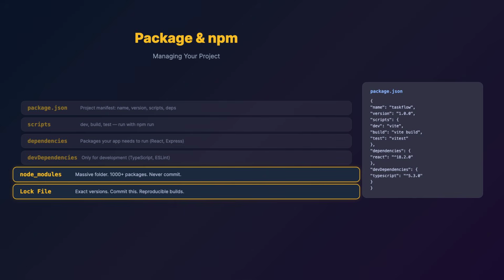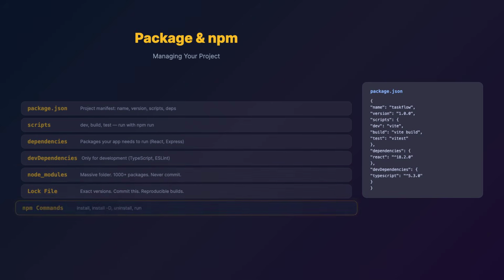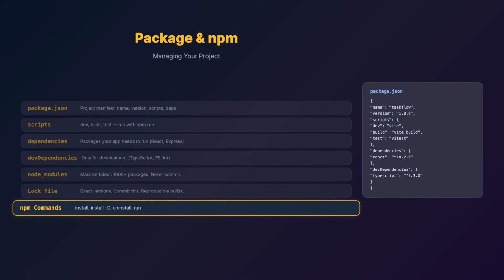The lock file, package-lock.json, records the exact version of every package installed. It ensures everyone on your team gets identical dependencies. Always commit the lock file.